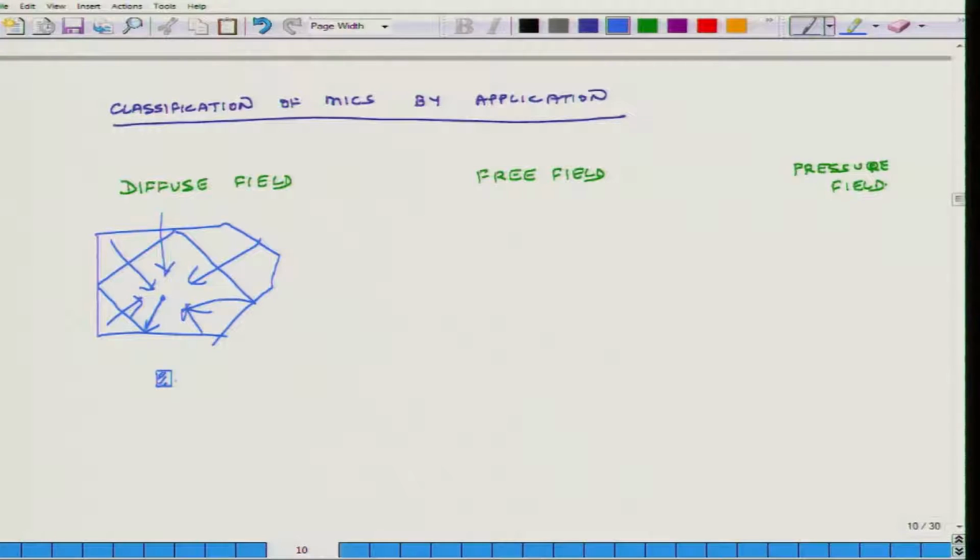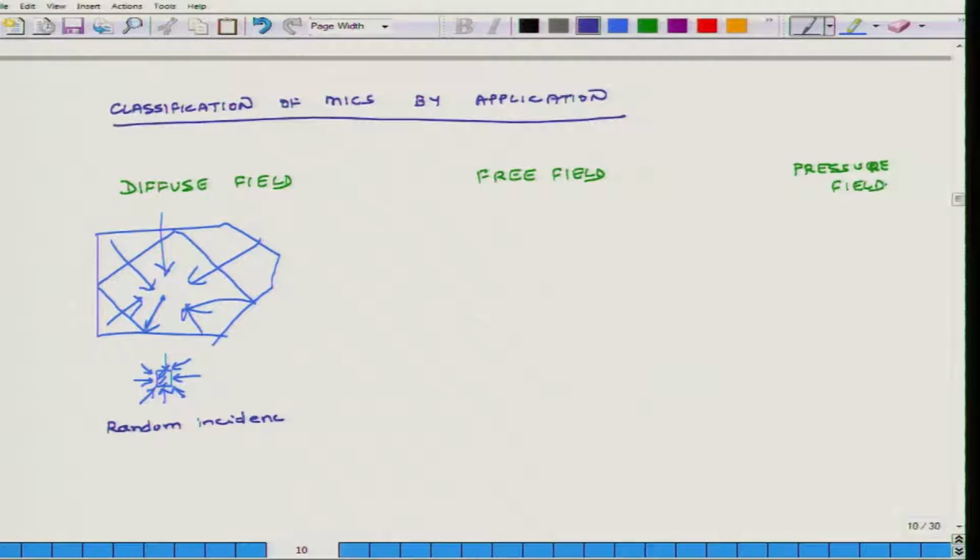So, let us say this is our microphone and it is sensitive to sound coming from all the directions. So here the sound pressure field is diffuse, it is not in one particular direction, it is all over the place. Okay? At every point sound is coming from all the directions. These types of microphones are also called random incidence microphones.